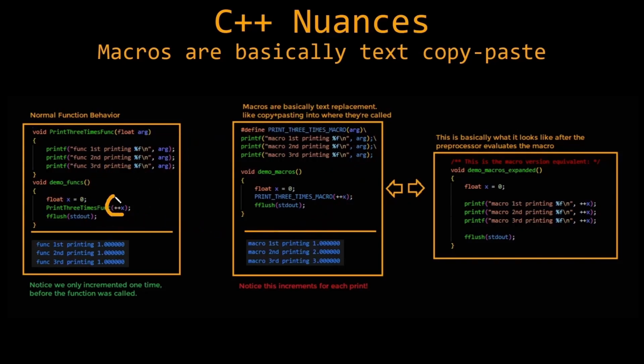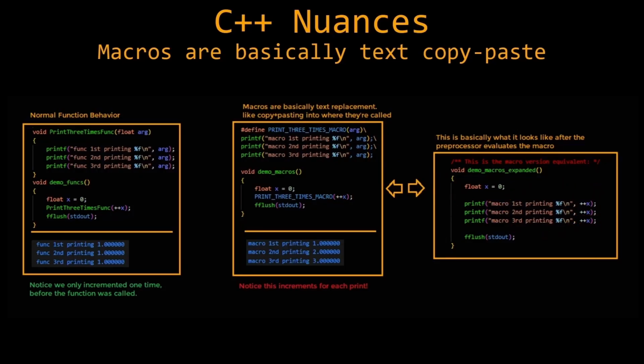The function, if I increment it here before we pass it into it, it prints it 3 times, and it did the increment to 1 before the function was called. However, with a macro, we'll see that if I call this macro and increment it, it counts up each time the macro is printed. And the reason for that is this is effectively copy-paste. So this is going to basically turn into that. So we inject these functions here, and we end up getting 3 increments.